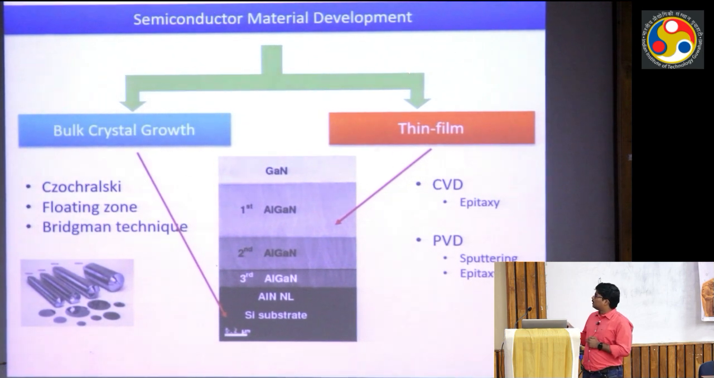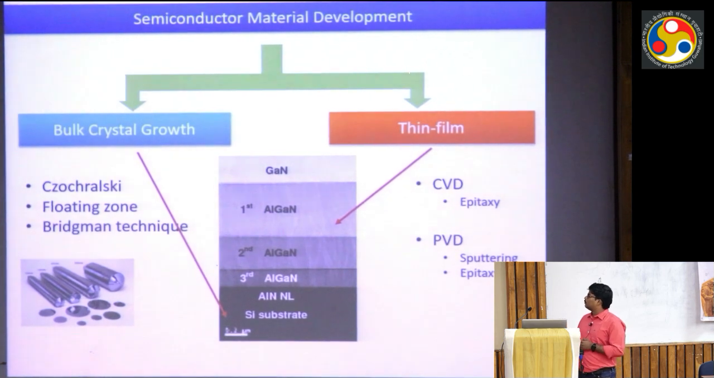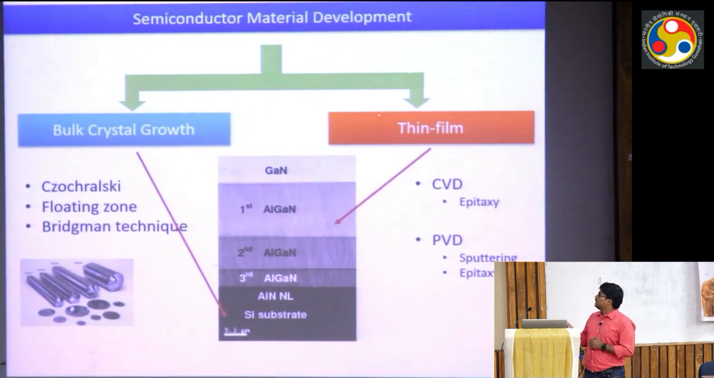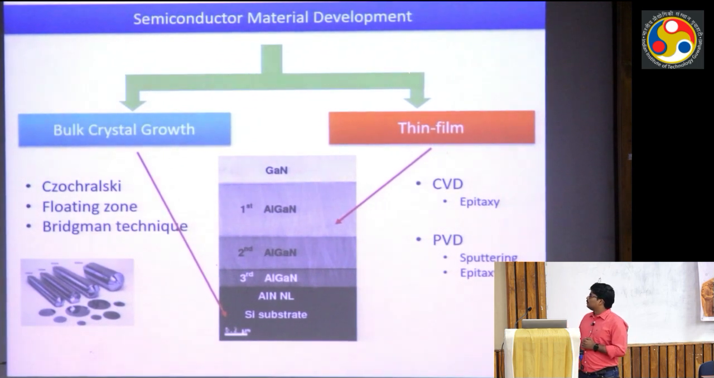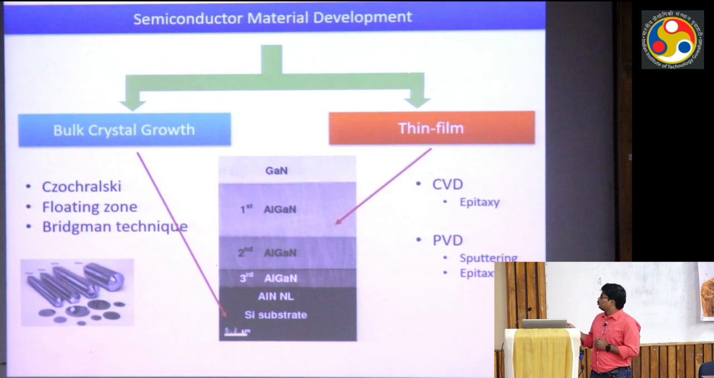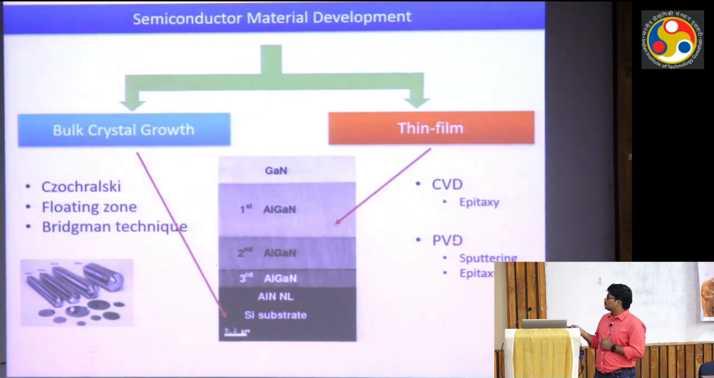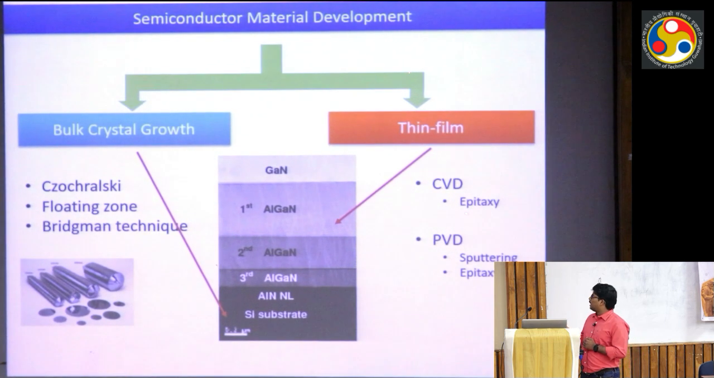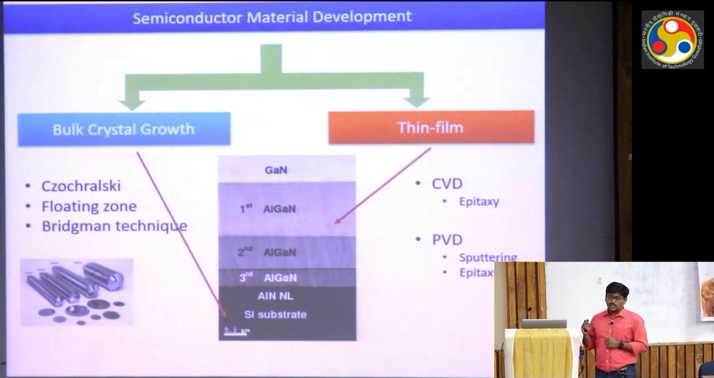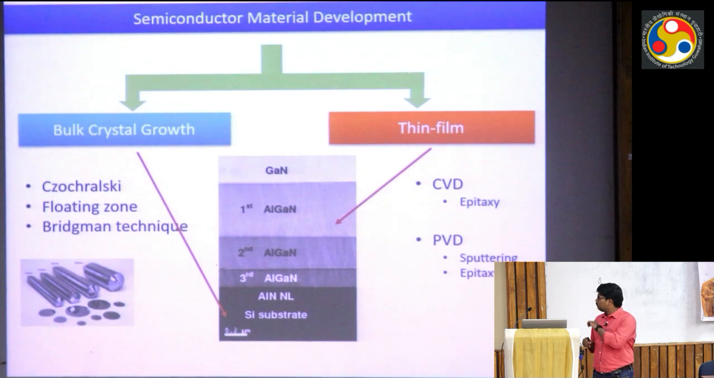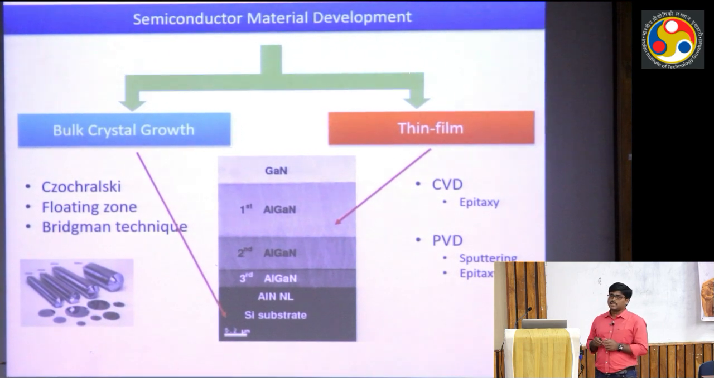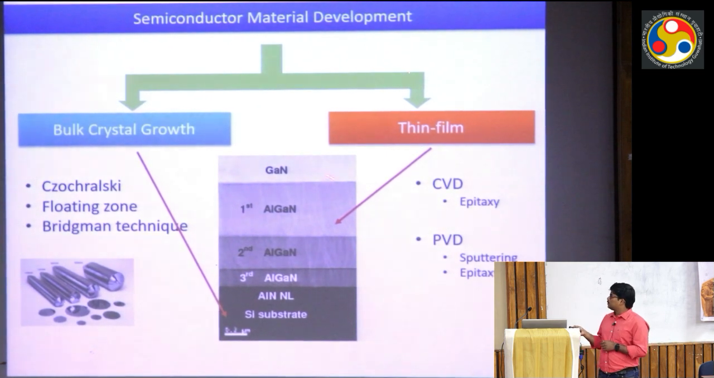Another type of material development we need to do, as you probably know from the previous discussion, is for thin film. Thin film can be done in two ways broadly. One is CVD, chemical vapor deposition, and the other is PVD, physical vapor deposition. Both can be either epitaxial or non-epitaxial. So here also you can get epitaxy or non-epitaxy. What is epitaxy? Just to elaborate, epitaxy is probably a Latin word. Epi means above, taxis means ordered manner.